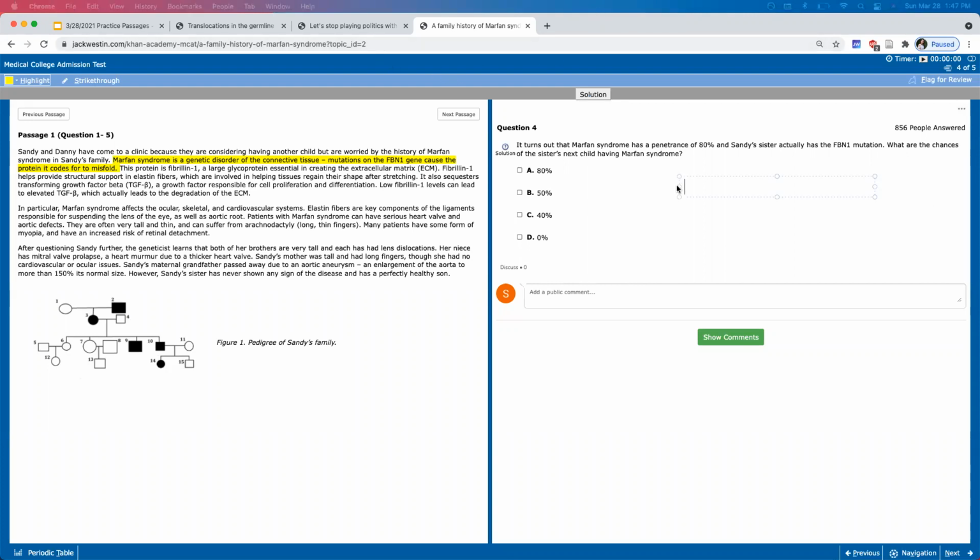Yeah, that's perfect. So what Brian was saying is that she has a 50% chance of passing it on to her children with the 80% chance of penetrance. So that would bring us to 40%.